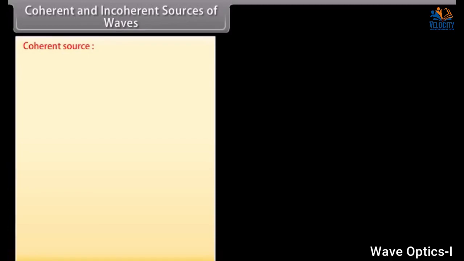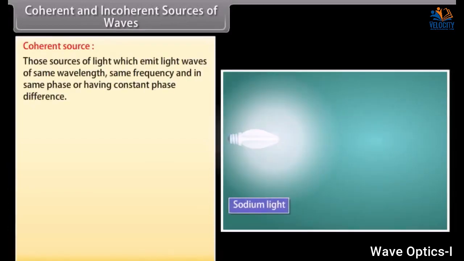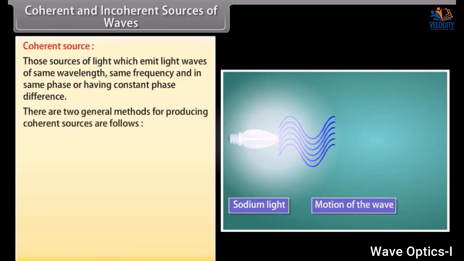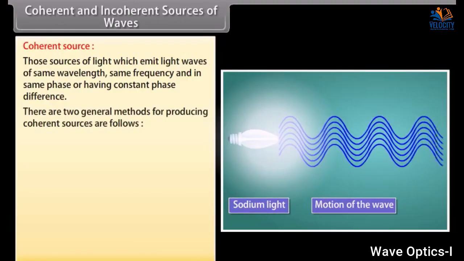Coherent and incoherent sources of waves. Coherent sources of light are those sources of light which emit light waves of same wavelength, same frequency, and in same phase or having constant phase difference. There are two general methods for producing coherent sources, as follows.